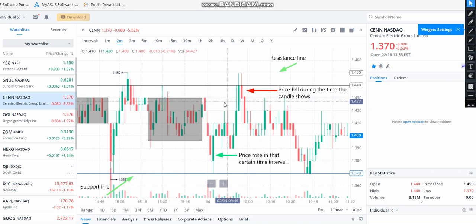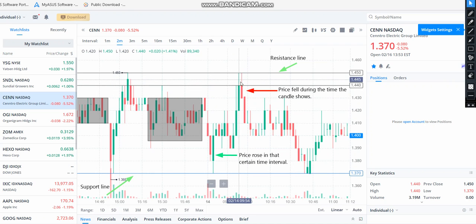So, obviously with a green candle, it's going to mean that the price rose in that certain time interval, in that 2-minute interval. And when you have a green candle, the opening price is at the bottom and the closing price is at the top because the price rises in that span of time. It opens lower than it closes at. Obviously with a red candle, opening price is right here, it falls, closing price is right here.